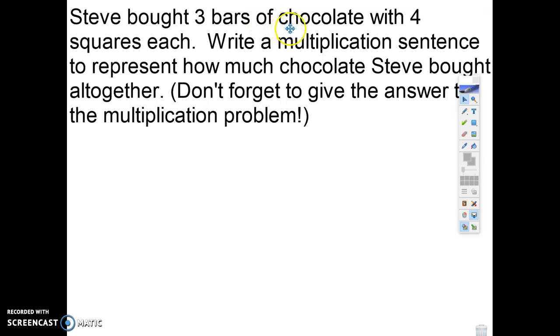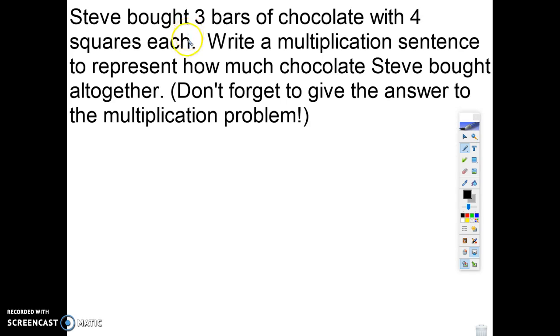Okay, the first problem you'll see looks something like this. It says Steve bought 3 bars of chocolate with 4 squares each. Write a multiplication sentence to represent how much chocolate Steve bought altogether. Don't forget to give the answer to the multiplication problem. So first, let's just draw a picture.